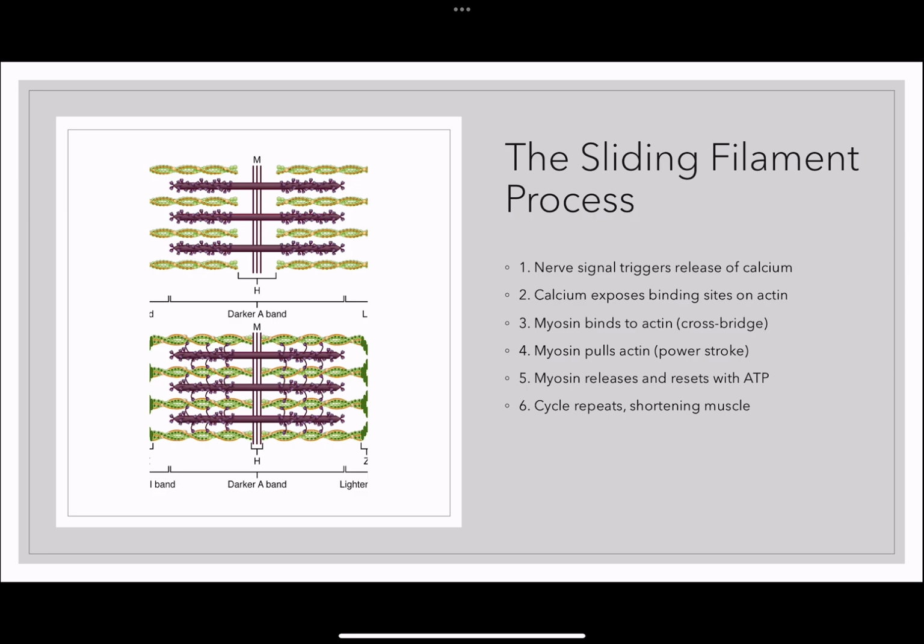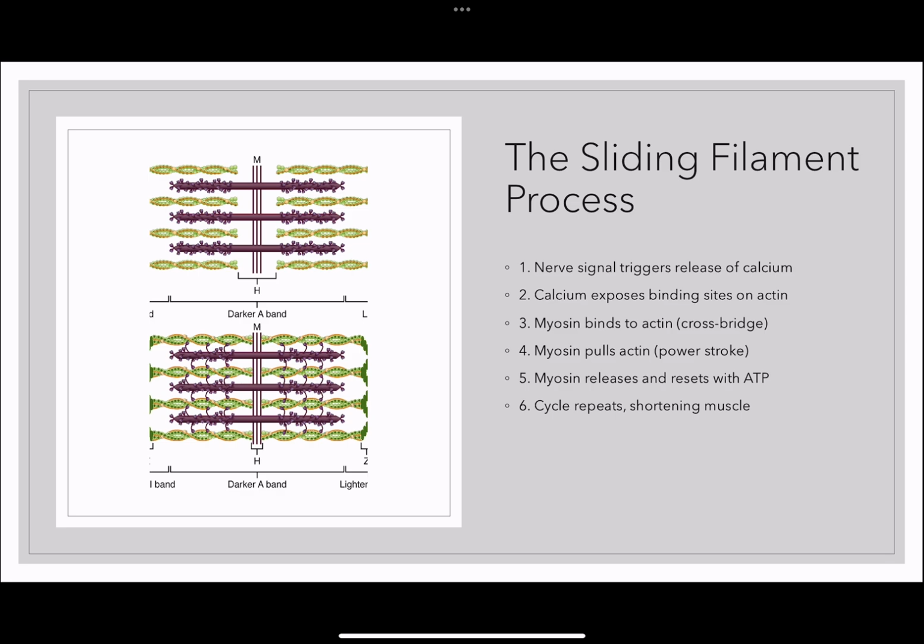Next is when the myosin pulls the actin, also known as the power stroke. After forming the cross bridge, the myosin head pivots, pulling the actin filament toward the center of the sarcomere. This is the basic contractile unit of the muscle fiber, and this movement is called the power stroke, and during this, the ADP and Pi are released from the myosin head.